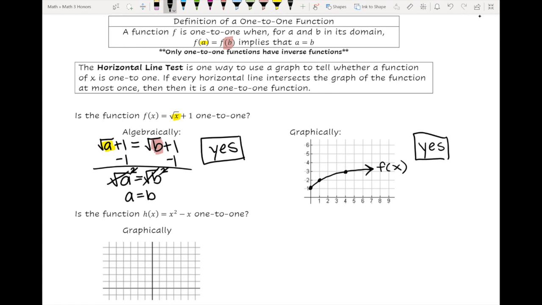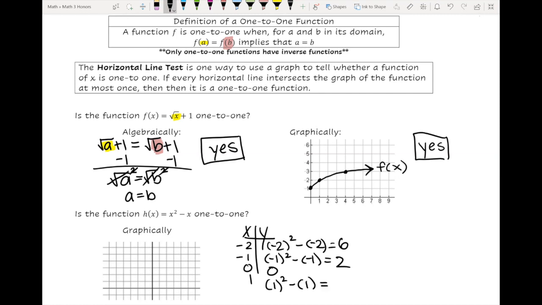It says, is the function h of x equals x squared minus x one-to-one? Probably the best way to approach this one would be graphically. There are a couple ways to graph it. You can do an xy chart. I'll sub in a few numbers here. Negative 2 subbed in gives me negative 2 squared minus negative 2, so 4 plus 2, which is 6. At negative 1, I get negative 1 squared minus negative 1, so 1 plus 1 is 2. When I sub in a 0, I get 0. When I sub in a positive 1, I get 1 squared minus 1, so I get 0 again, which is kind of a hint for us right now, but let's graph it.